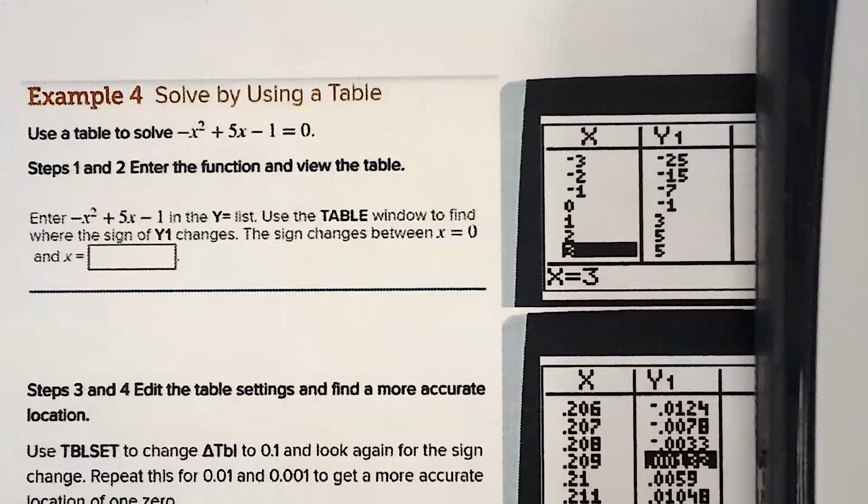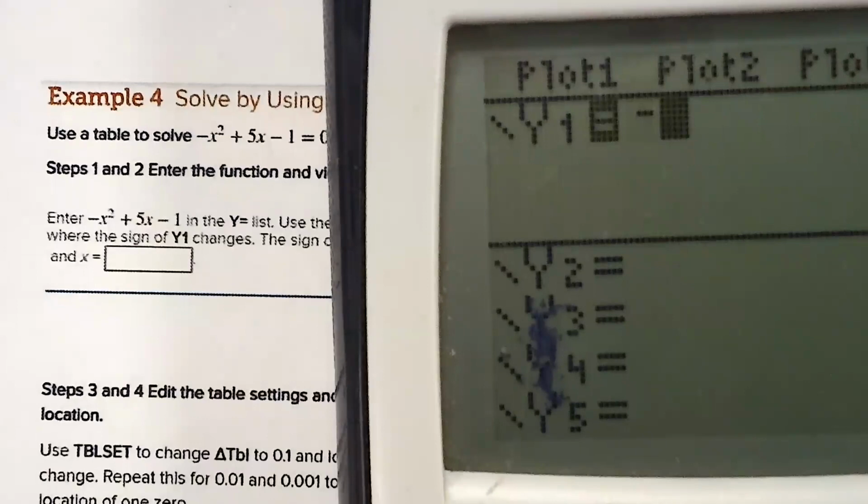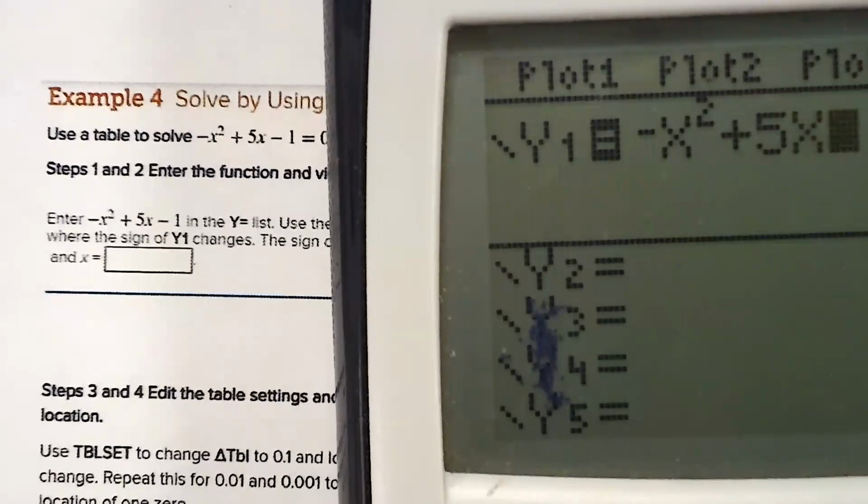We're going to go to y equals. We're going to enter that in. We're going to have negative x squared plus 5. Remember, use the X,T,theta,n button for x. We plug that in. I click graph. It says to enter the function and view the table.